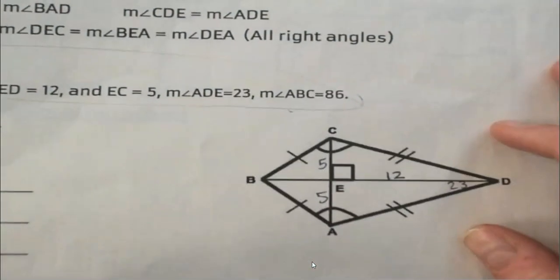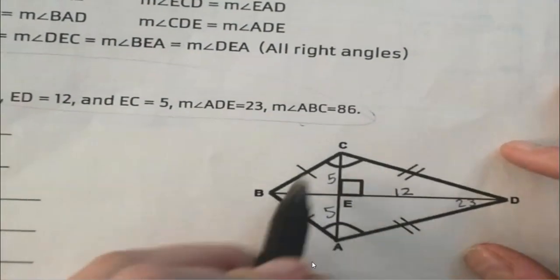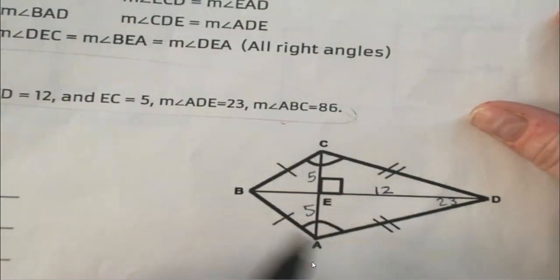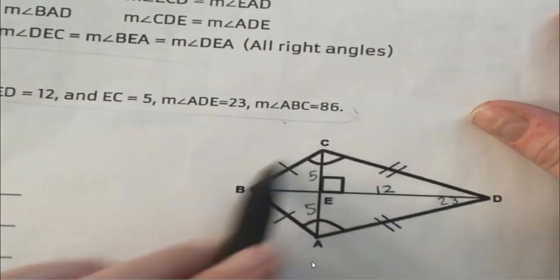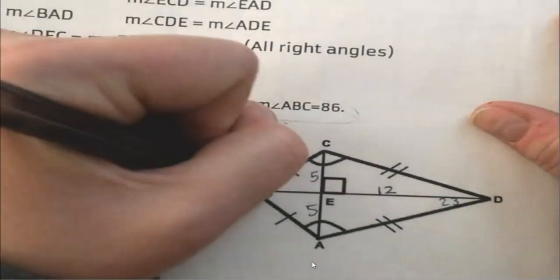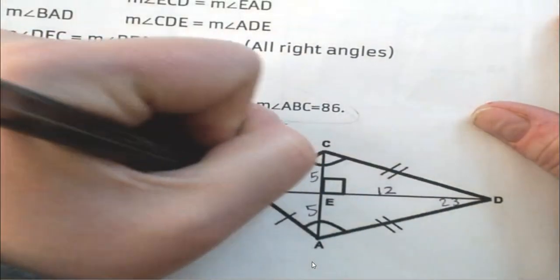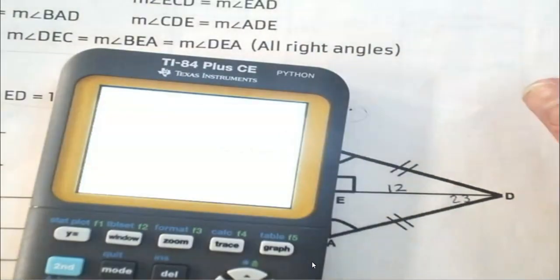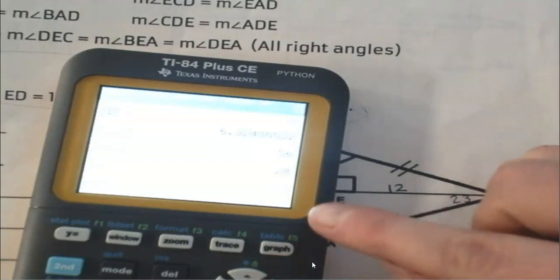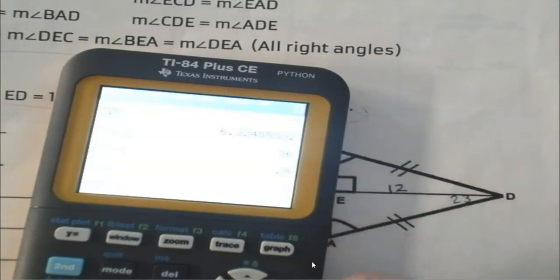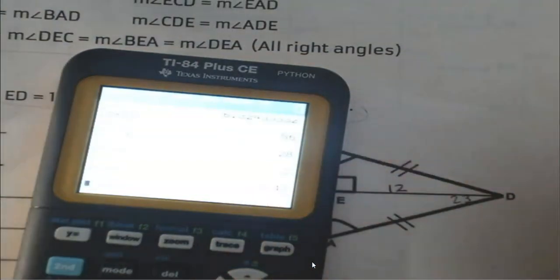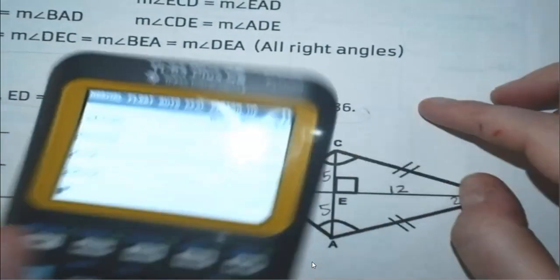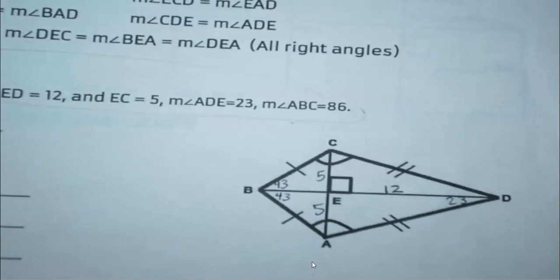And then ABC. So this entire angle. See the difference between ADE, which is just this half, and ABC, which is this whole angle right here. So both of these put together. So instead of me writing 86, I'm actually going to write 43 and 43. Why am I doing that? Because I am going to take 86 and cut it in half. Make it so where you can see it, which is 43. So each of these is going to be 43.